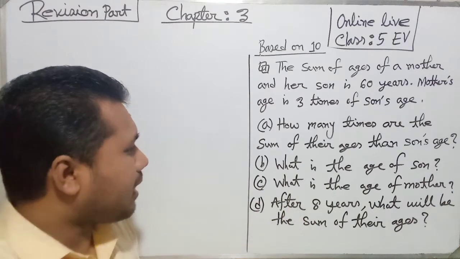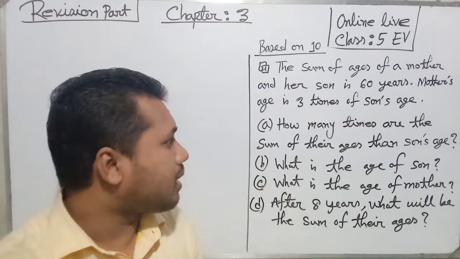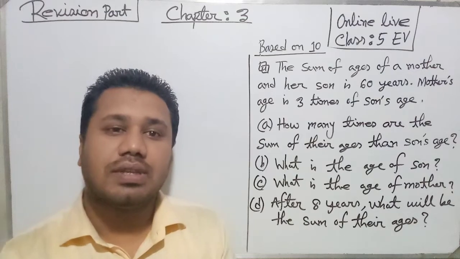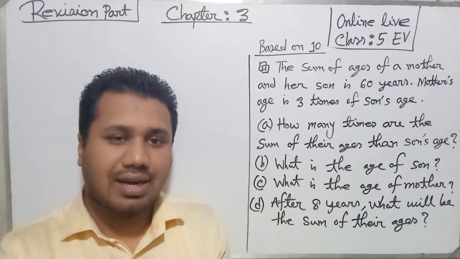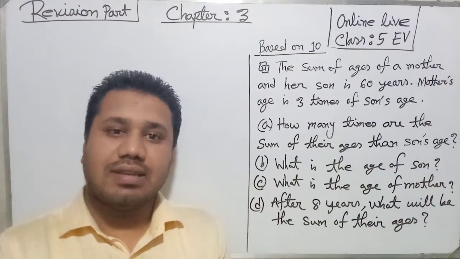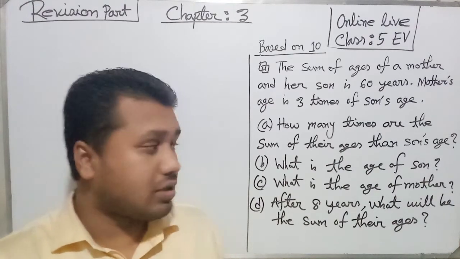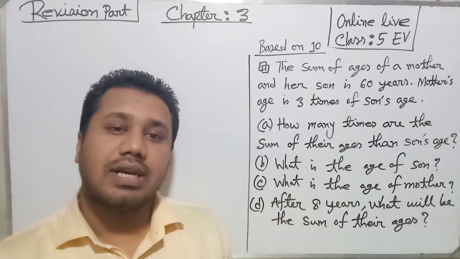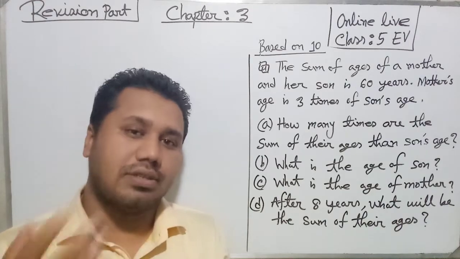Now we have to give the 4 answers according to this stem. Number 1, A: How many times is the sum of their ages of the son's age? That means if we add mother's age and son's age, what will be the answer, and we have to convert this answer to how many times the son's age. B: What is the age of the son? C: What is the age of the mother? And D: after 8 years.